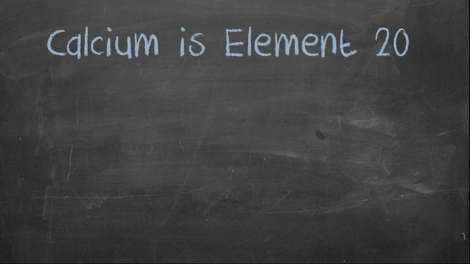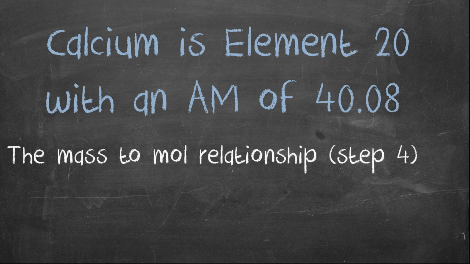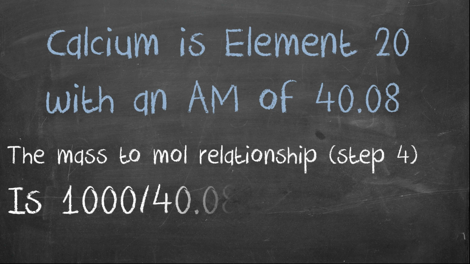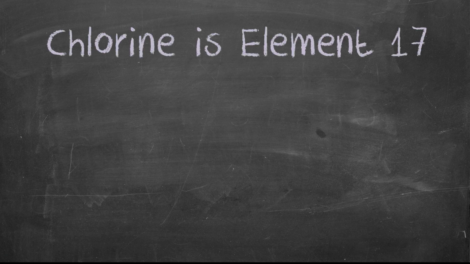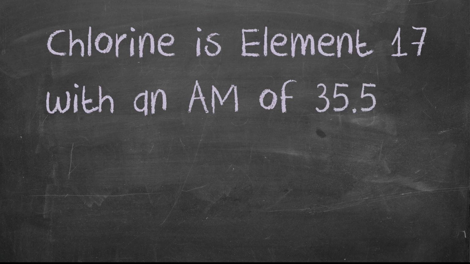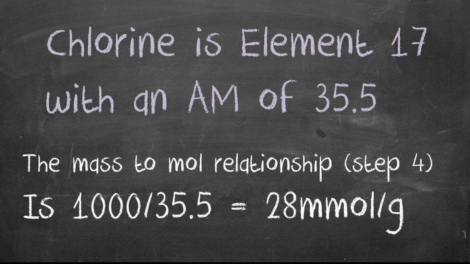Calcium is element 20, and that has an atomic mass of 40.08. The mass to mole relationship is 1000 divided by 40.08. That works out at 25 millimoles per gram. Chloride, as you know, is element 17 with an atomic mass of 35.5, and we've done all this before. It works out at 28 millimoles per gram.